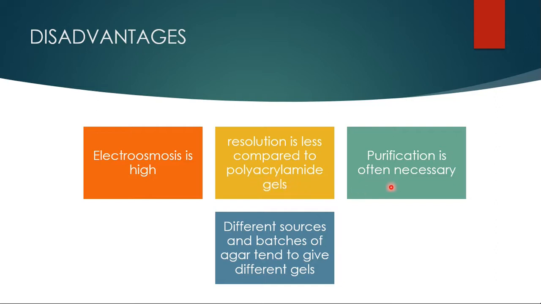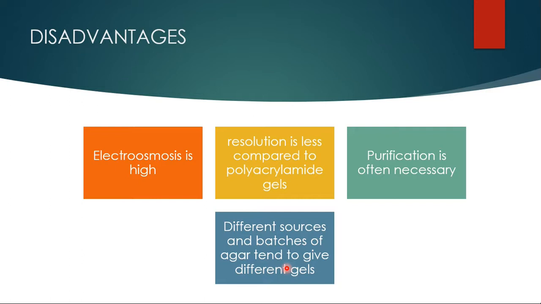And purification is often necessary. That means we won't get purity in this separation of the molecules. Next, different sources and batches of agar tend to give different gels. So we can't take only one type of agarose. I told you, depending upon the concentration, we can adjust the sieve types. So according to that also, it is going to change our results. So these are some drawbacks or disadvantages of agarose gel electrophoresis.